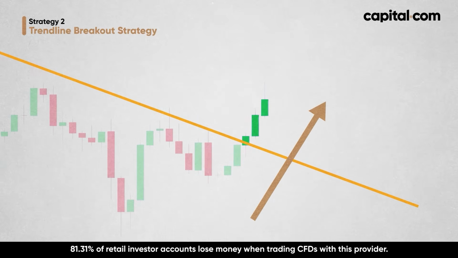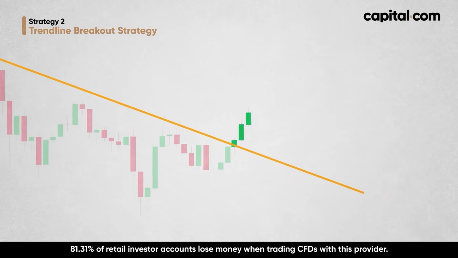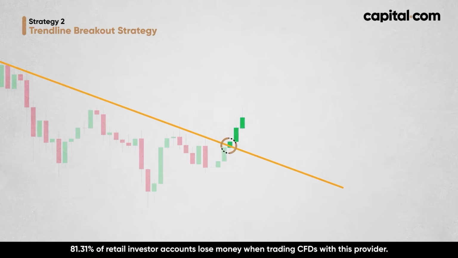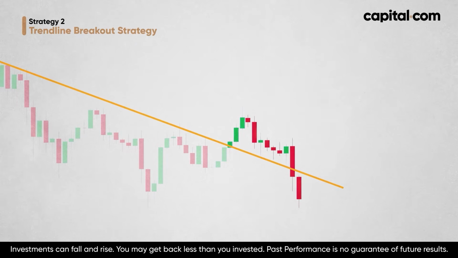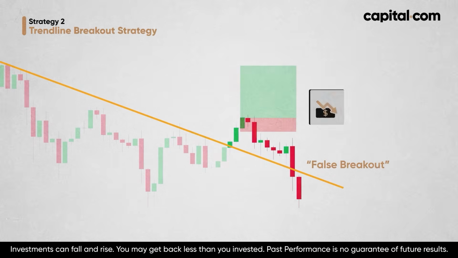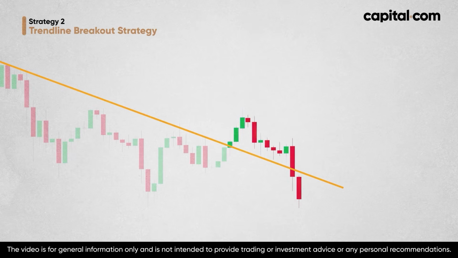But the problem is, not every breakout is real. Sometimes price breaks slightly above the trend line, making it look like a new trend is starting, and then quickly falls back down. This is called a false breakout, and entering too early can lead to losses. So instead of rushing into a trade, we need a better way to confirm that the breakout is real.